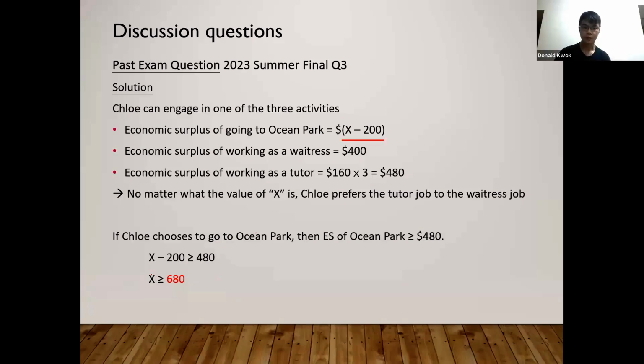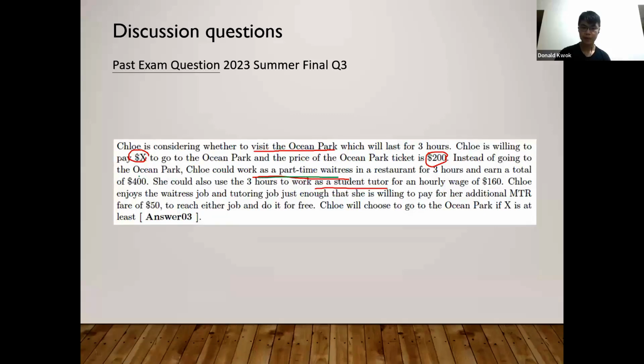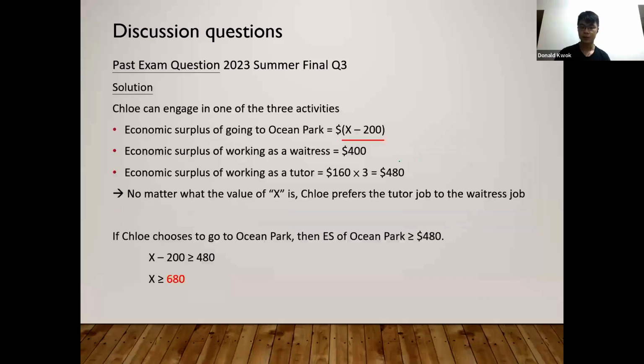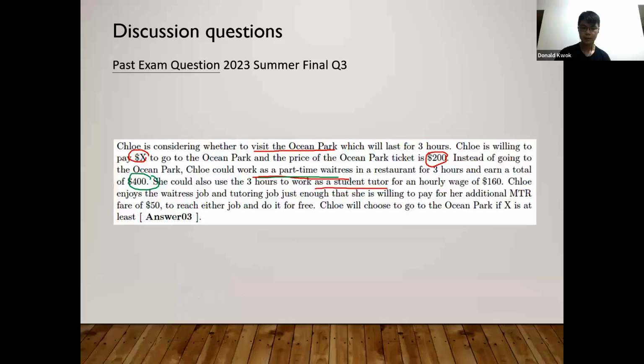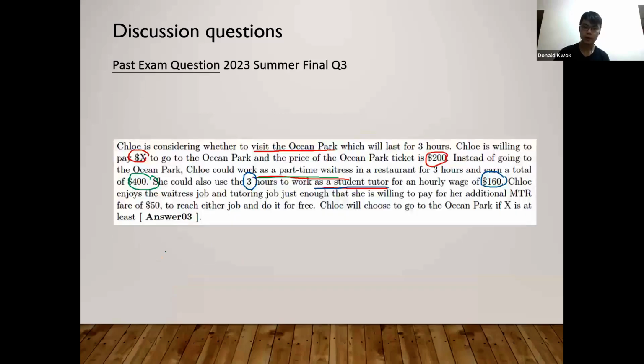How about the economic surplus of working as a waitress? Let me use another color. It would be $400, right? To work for 3 hours, $400 can be earned in total. So the economic surplus of working as a part-time waitress is 400. And finally, the economic surplus of working as a student tutor would be $160 per hour and 3 hours for work in total. So the income that she can earn as a student tutor is 160 times 3, which is 480. So likely you may ask why we are not considering the $50 here in our decision making.